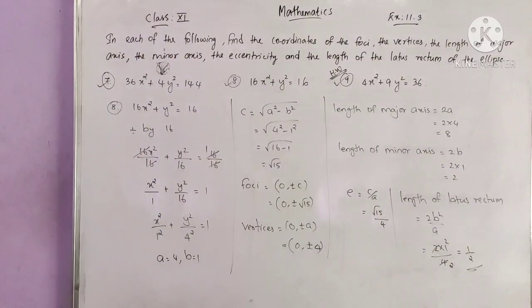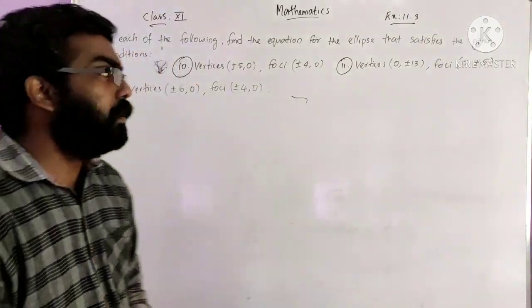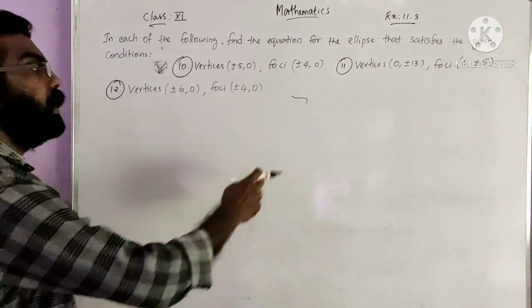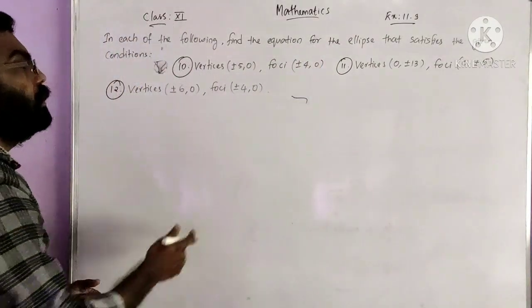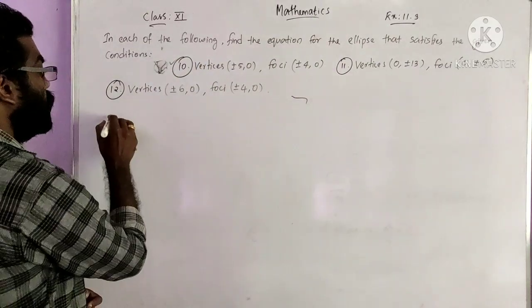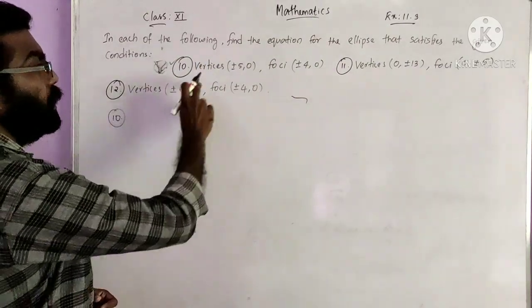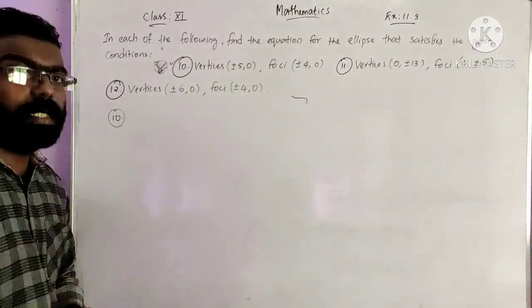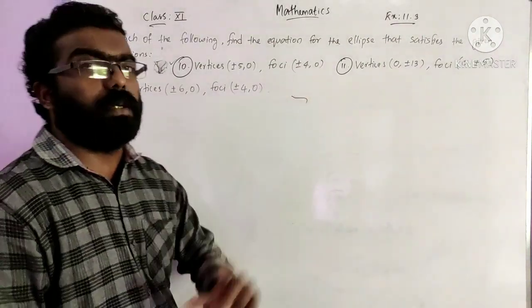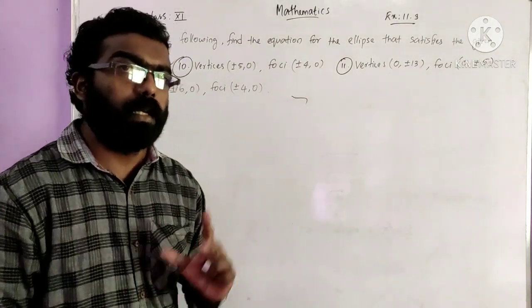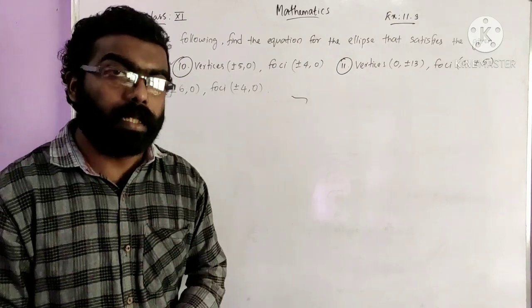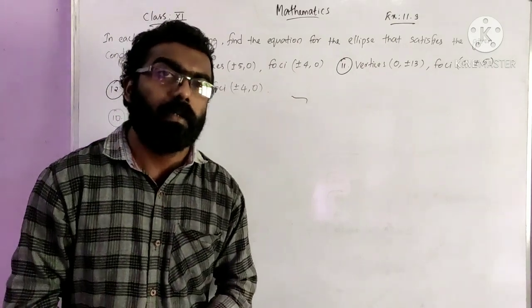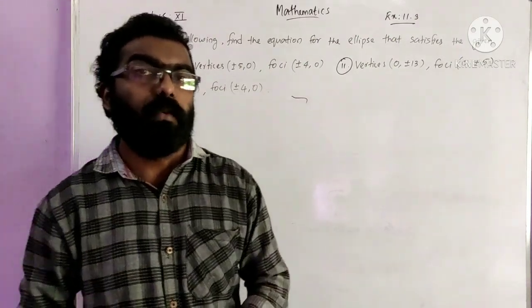Okay. Now we move on to the next question. In each of the following, find the equation for the ellipse that satisfies the given conditions. Let us take the first one. Question number 10. Here vertices plus or minus 5 comma 0, foci plus or minus 4 comma 0. That means the focus lies on the x-axis. That means the major axis is x-axis. So what we can conclude? It is of the first type.